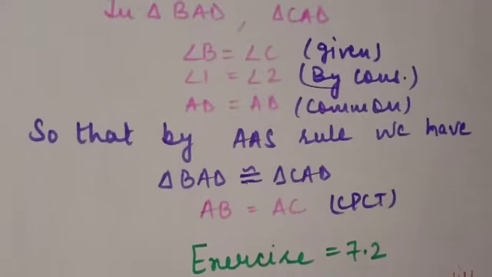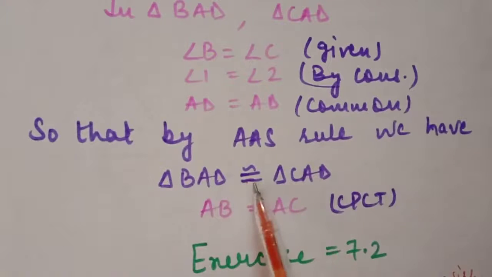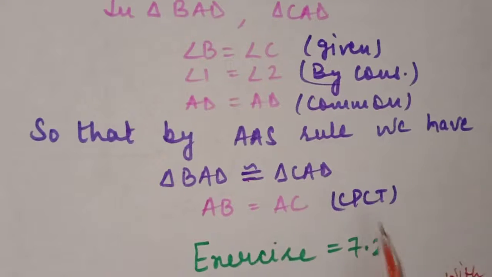So by the AAS rule, both triangles are congruent to each other, then AB is equal to AC by CPCT. CPCT means corresponding parts of congruent triangles. These two theorems are present in your NCERT also. Now we will apply these two theorems in your question.